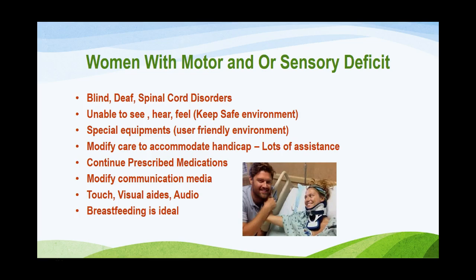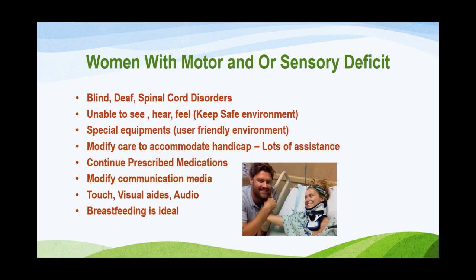All right. How about the woman with motor and or sensory deficits? Imagine being the labor nurse for that person. So you're talking about people that can be blind, deaf, have spinal cord disorders. These people are unable to see, maybe hear or feel, so we have to be very, very stringent about making sure we keep a safe environment for these people and tell them what is going on.